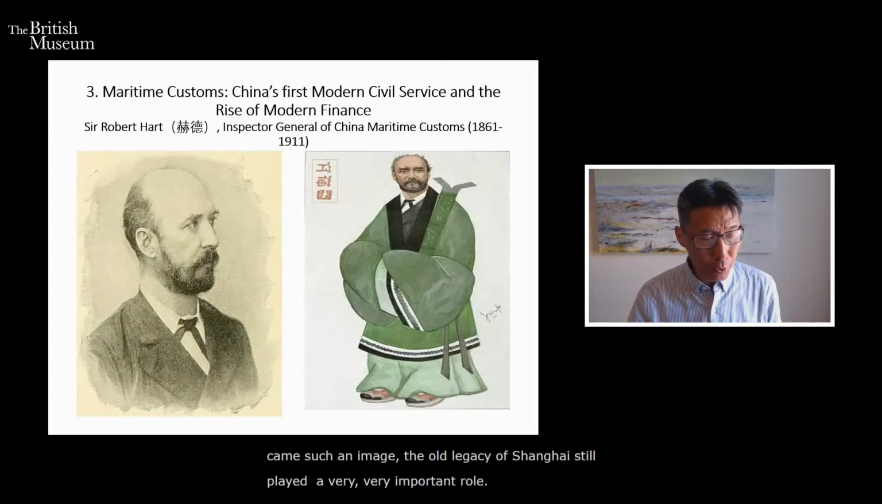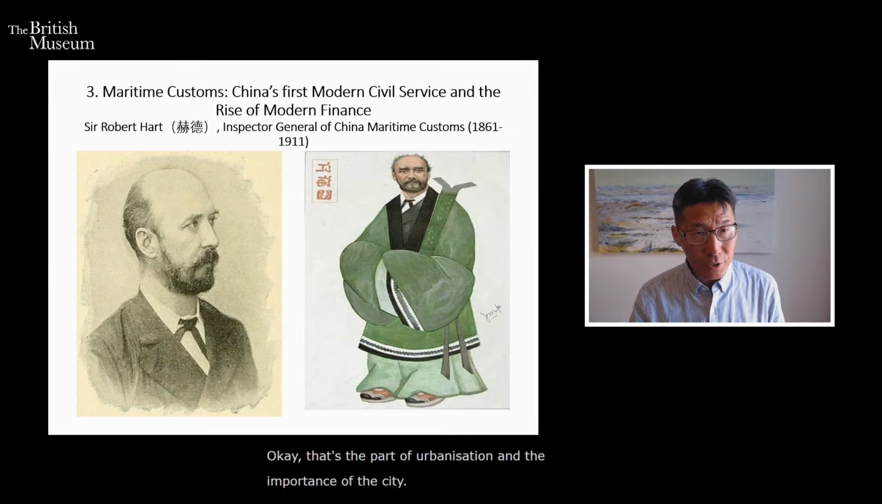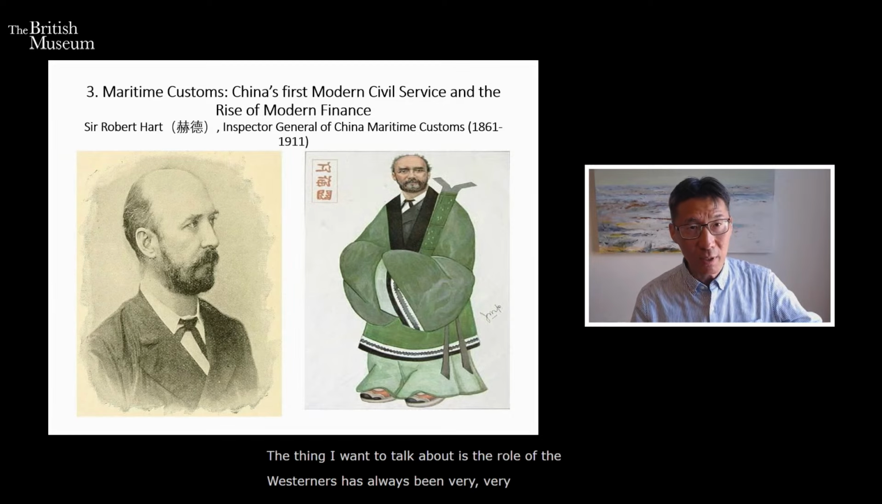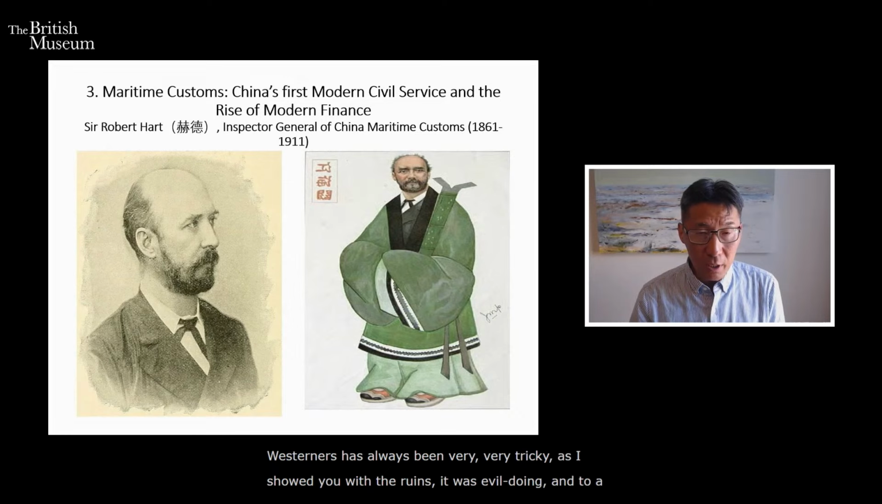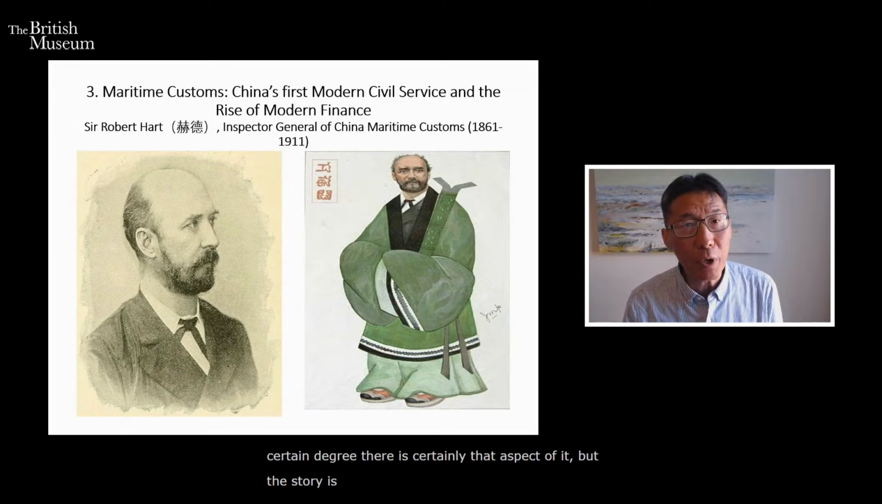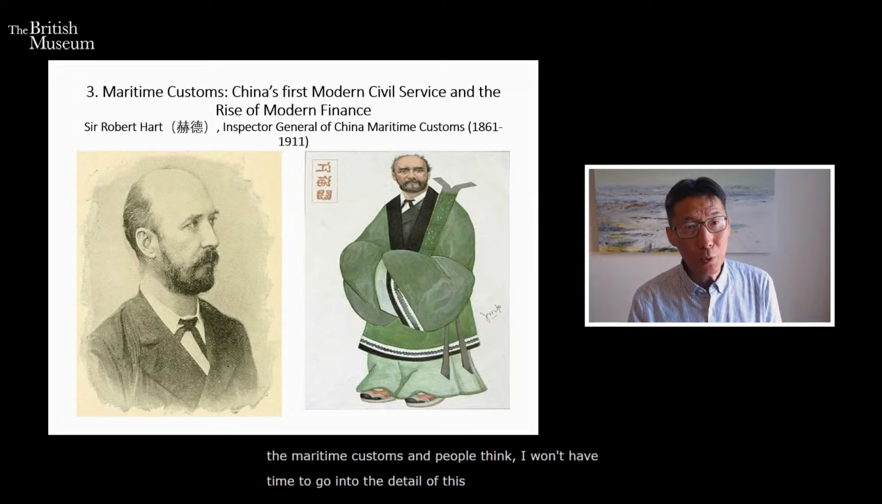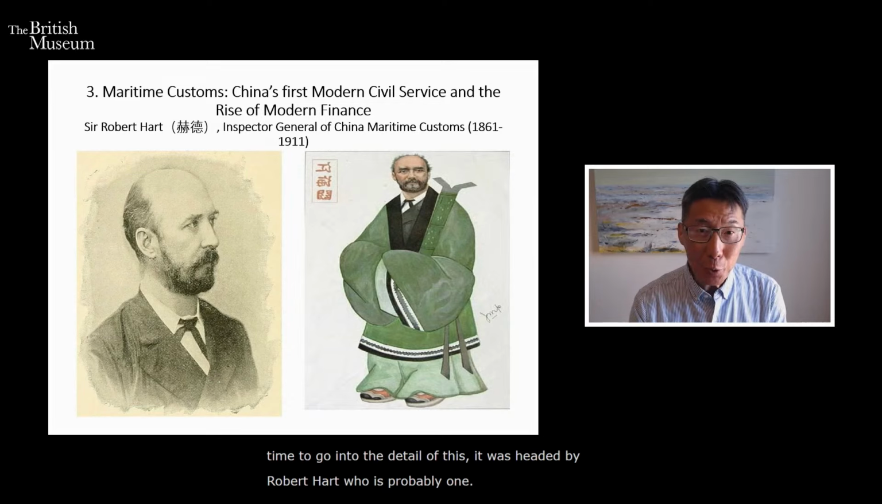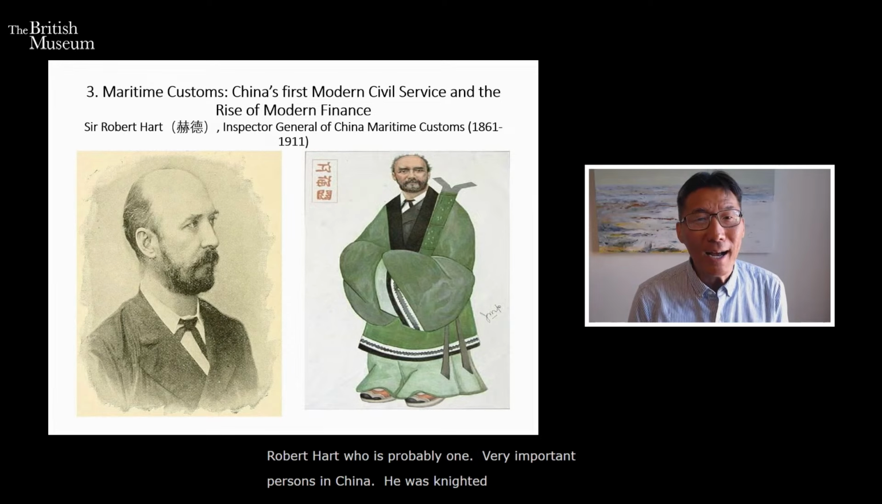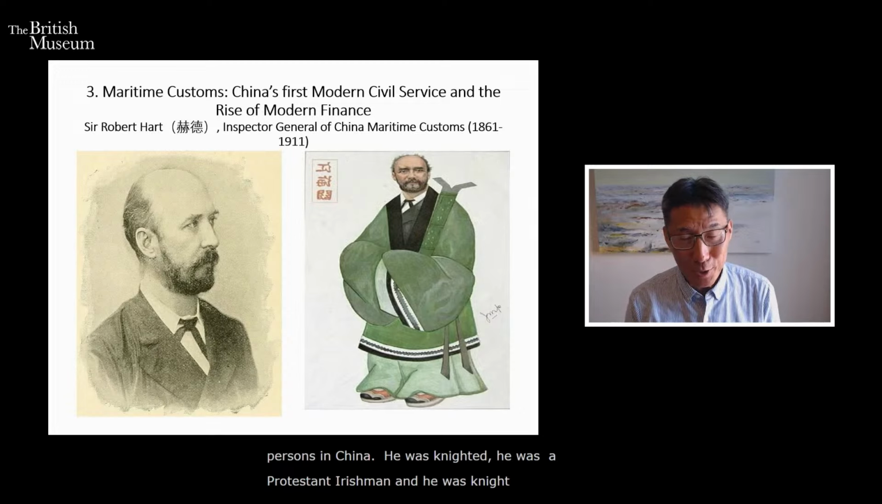And the thing I want to talk about is the role of the Westerners, which is always very tricky. As I showed you the Yuanming ruins, right? That was evil doing. And to some degree, there is certainly that aspect of it. But the story is much more complicated. One person and one organization that played a very important role was the maritime customs, Haiguan, and I won't have time to go into detail on this. It was headed by Robert Hart, who is probably one of the very important persons in China. He was knighted. He was a Protestant Irishman, and he was knighted. He was also given rank 3 by the Chinese emperor. So he was actually part of the Chinese organization.